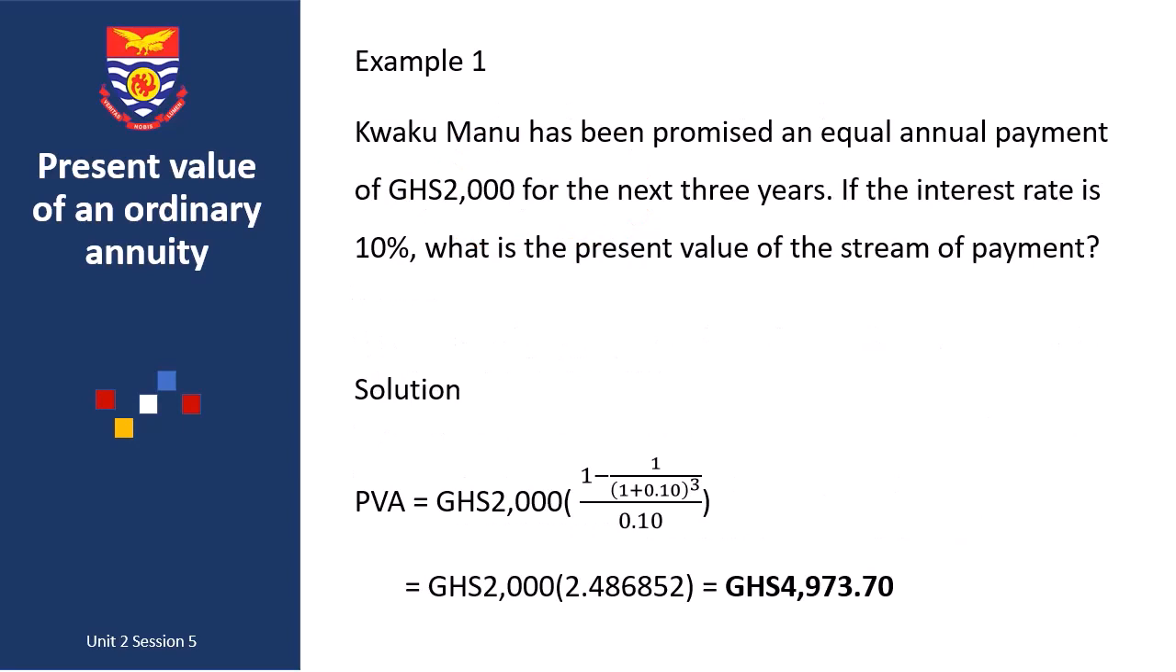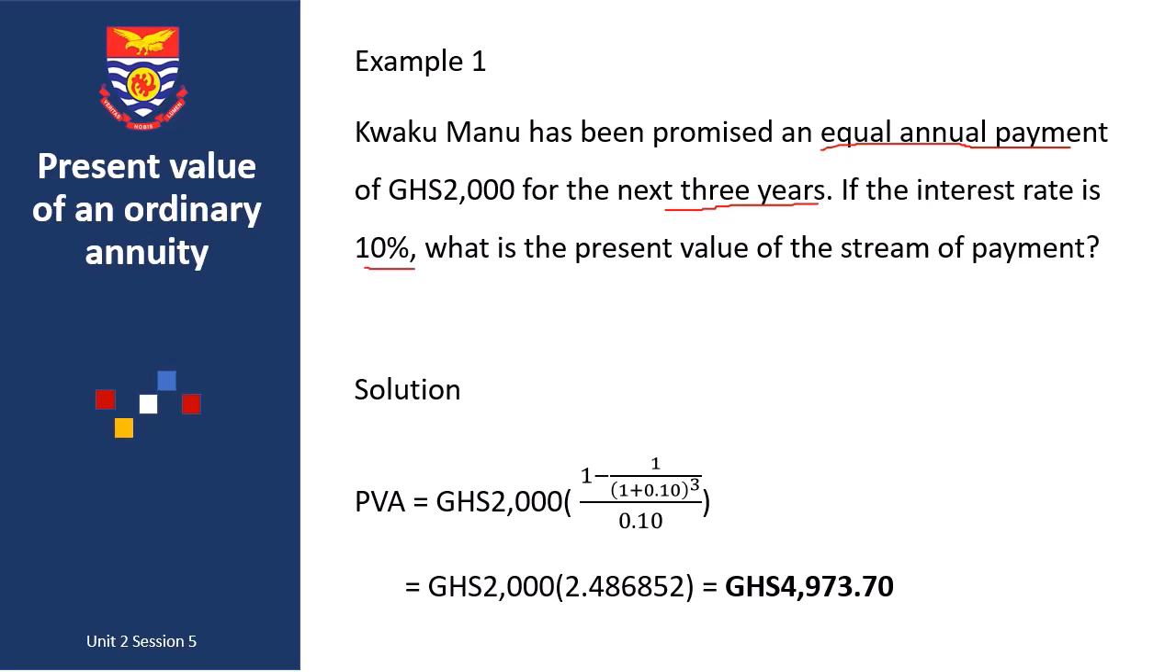So let's try this simple example here. Kweku Menu has been promised an equal annual payment of 2,000 for the next 3 years. If the interest rate is 10%, what is the present value of the stream of payments? Always watch out for the keyword, equal amount of money, which is 2,000 Ghana cedis for the next 3 years. So N represents our what? 3 years. And the rate is 10%.